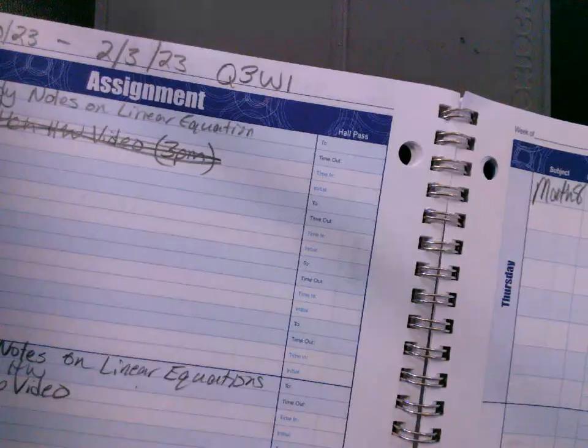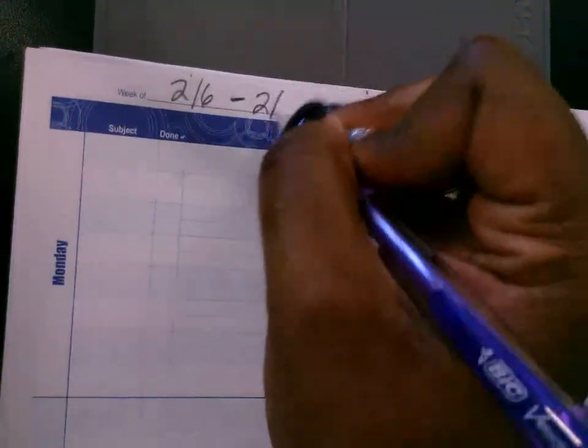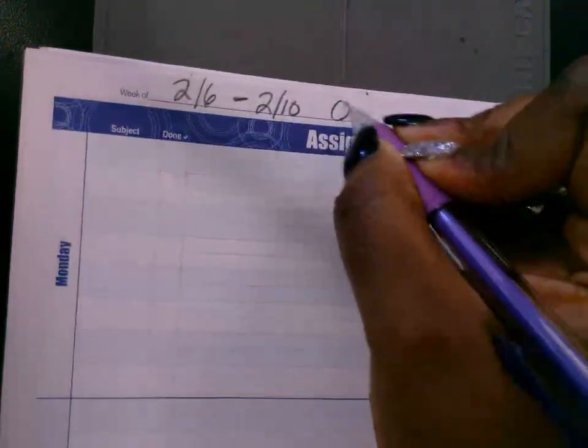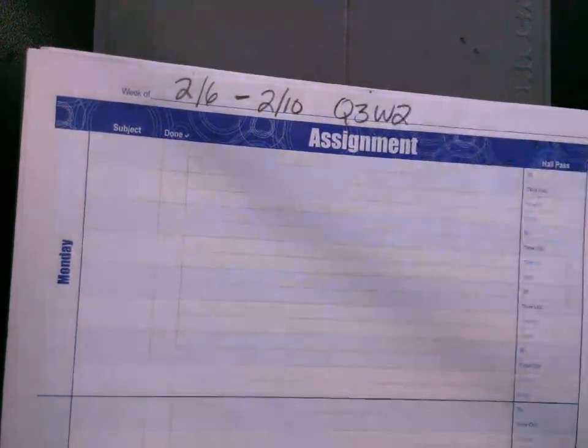All right. New page. This week goes from the 6th to the 10th. So we got 2, 6 all the way to 2 the 10th. And this is quarter 3, week 2. We're in week 2.